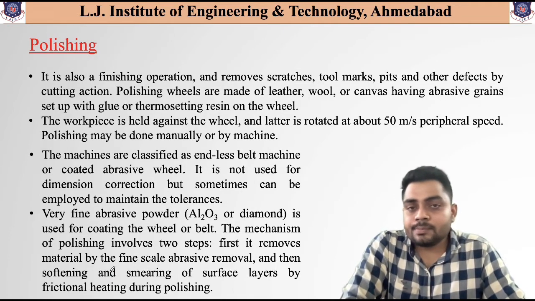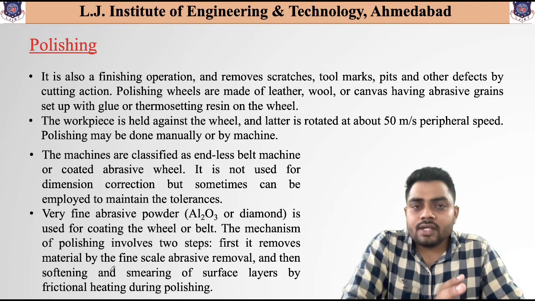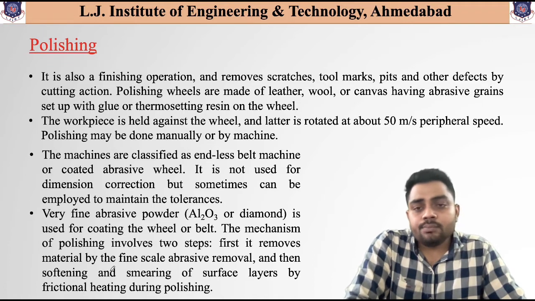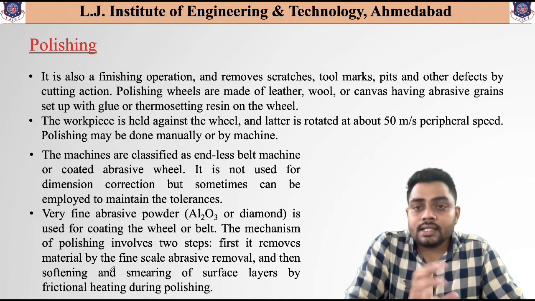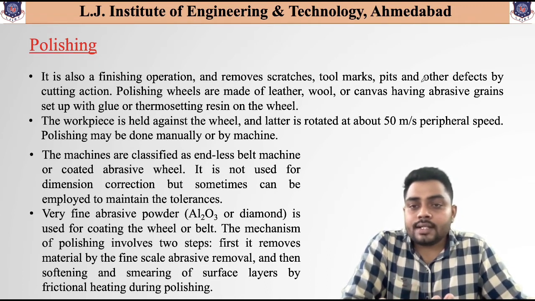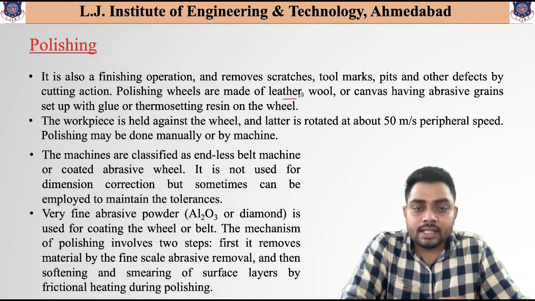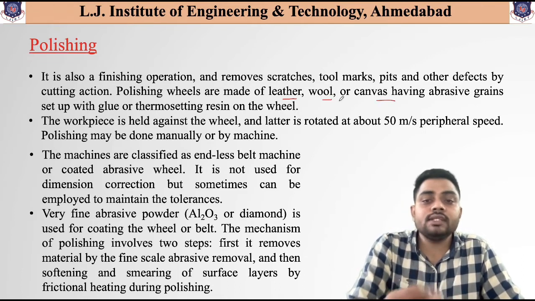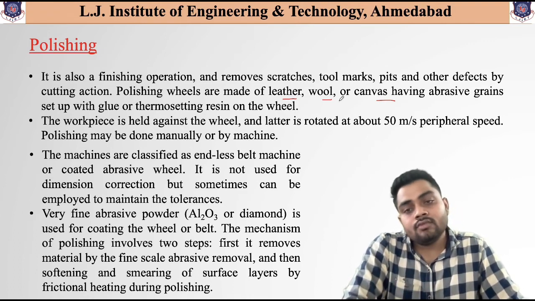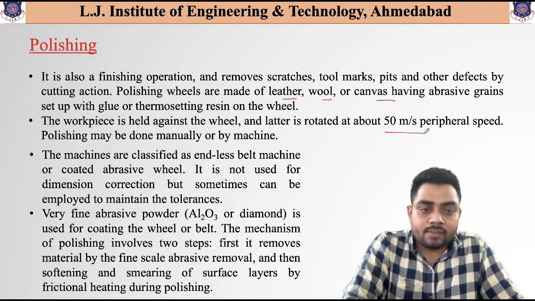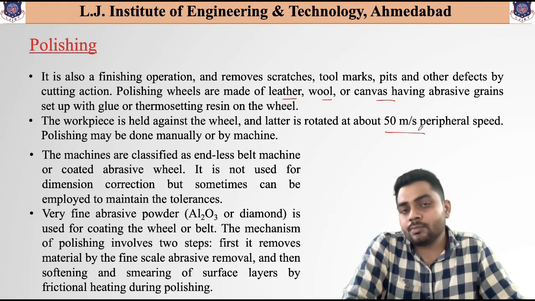Now the last process is the polishing process. We have heard this name many times, and we are often doing polishing. So what does this term polishing indicate? Polishing is the process which removes the scratches, tool marks, pits, or other defects that are generated due to the cutting action. The polishing wheel is made of leather, wool, or canvas, having abrasive grains set with glues or thermosetting resins on the wheel. Here the workpiece is held against the wheel, which is rotated at approximately 50 meters per second, and the polishing process is performed.